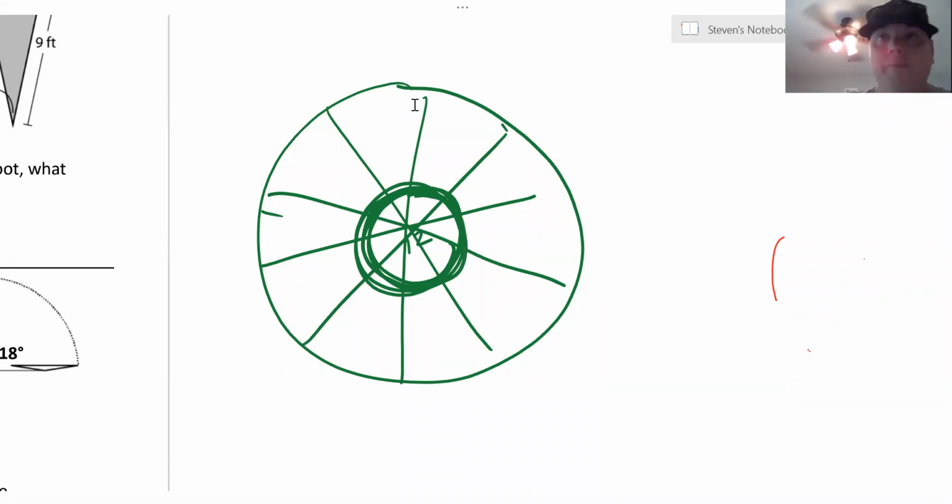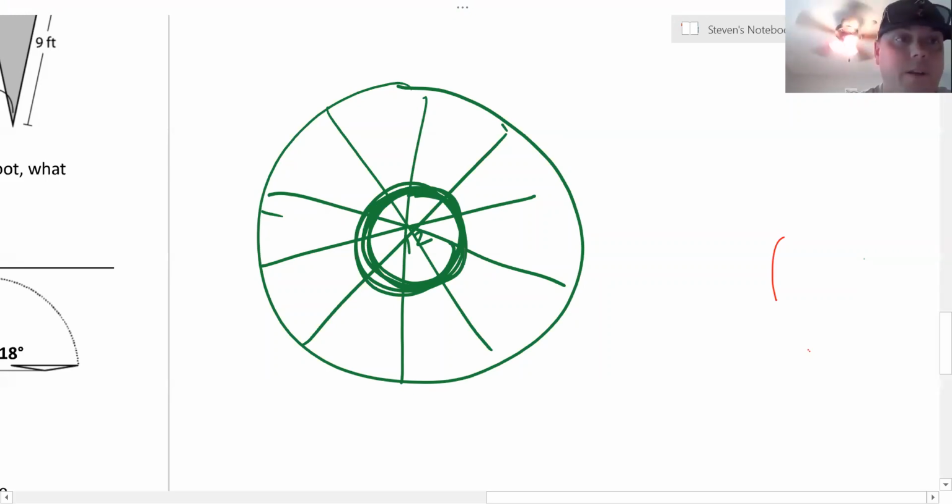Answer that for me. Good job. You got it. That's right. They're all 30 degrees. I'll thank all of you for answering that. Okay, so we know the central angle. They didn't tell us that explicitly, but it's what that central angle is. They're all 30 degrees, right?